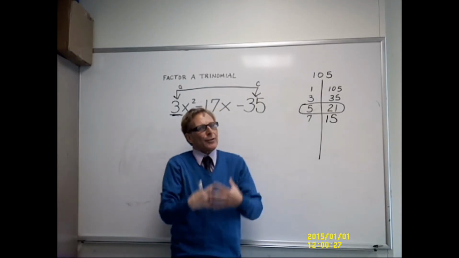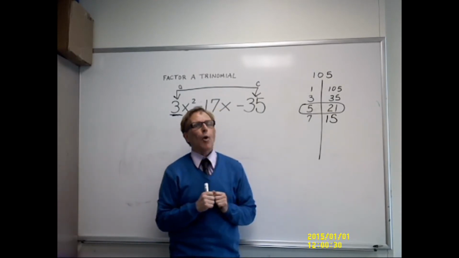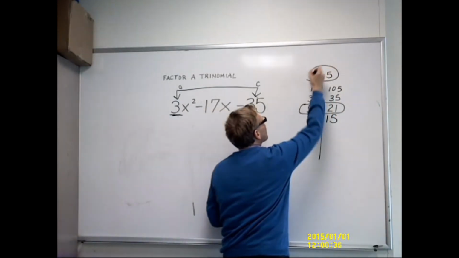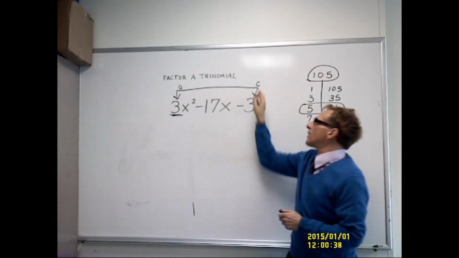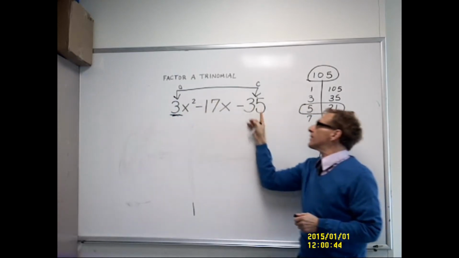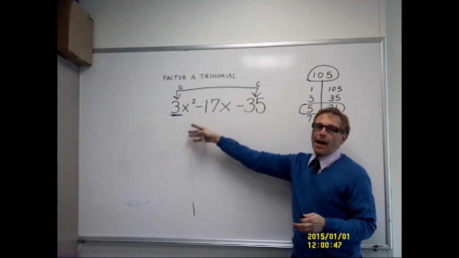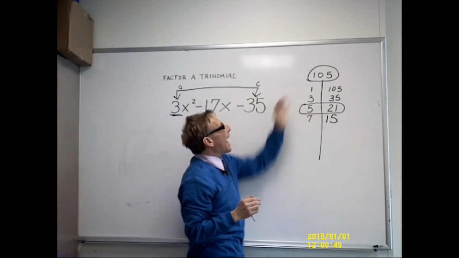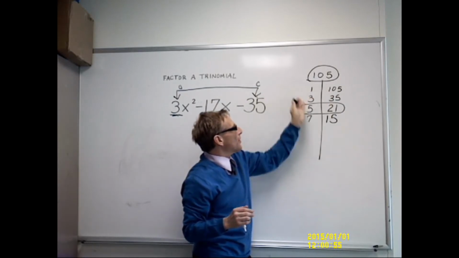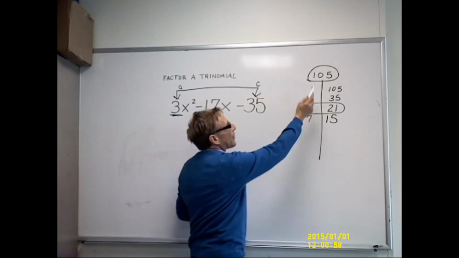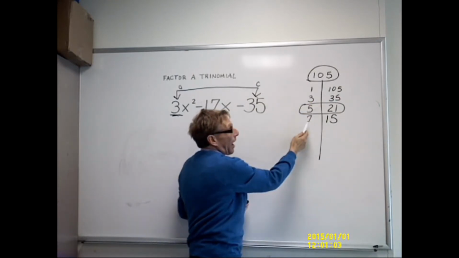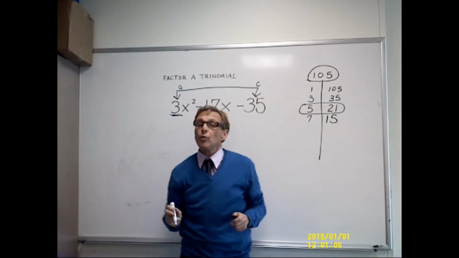Okay, I'm back, and I'm going to do the same problem. This time, I'm going to factor by grouping. And as you can see, I have my multiples of the 105, the a times the c, the number with the x squared, the coefficient, times the number at the end, the last. I multiply them, I get 105. And again, I go with my multiples. I get all of my multiples of 105. And so I have 1 times 105, 3 times 35, 5 times 21. I didn't put this last time, but 7 times 15 also works.